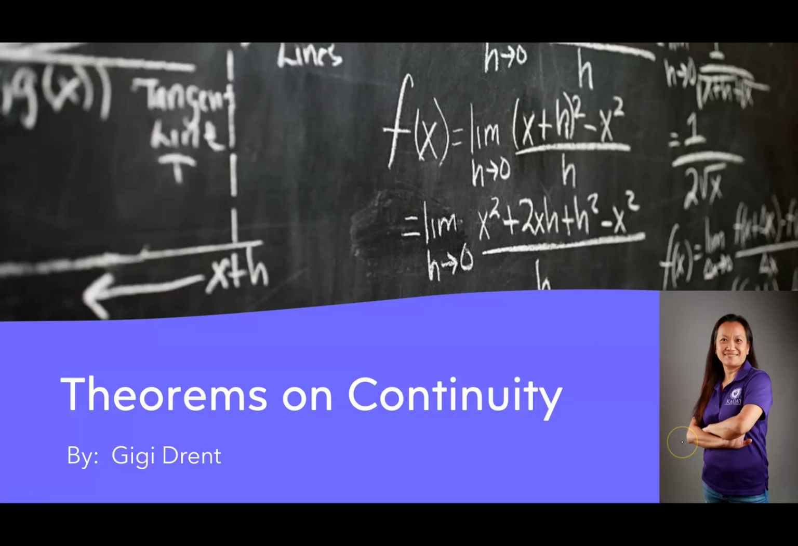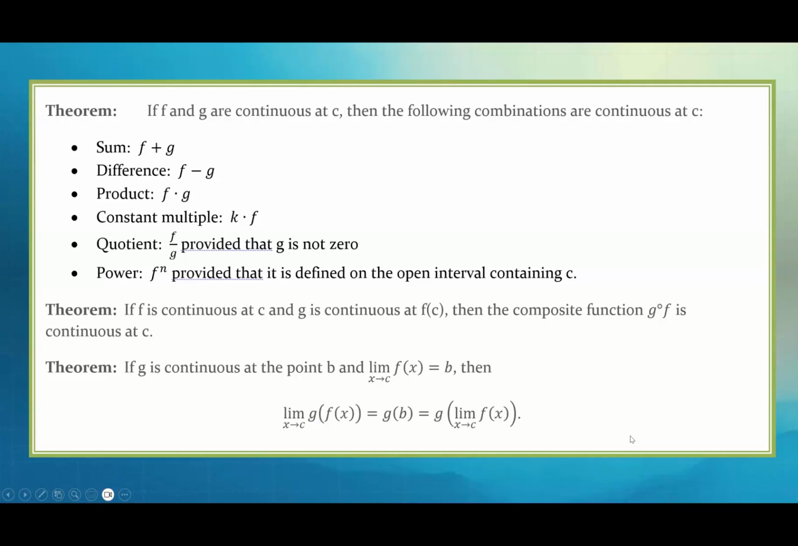This is a video on theorems relating to the concept of continuity. The first one we would expect is if f and g are continuous, then the composite of these functions is also continuous, right? And then the last one is pretty nice. If g is continuous at a point b and the limit of f of x as x goes to c is b, then we will be able to evaluate this limit.